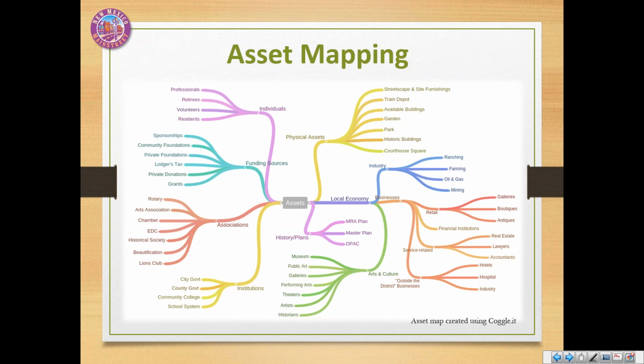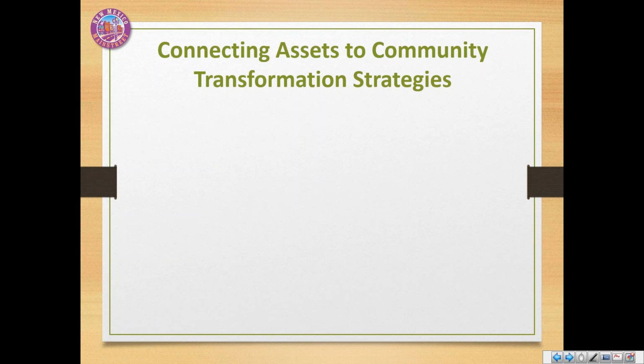And you can actually create your own map like this using the website coggle.it. That's located in the bottom right-hand corner of the screen. And it's very easy to use, and you can build these really beautiful maps that are really useful and help you organize all your assets. So, connecting those assets to community transformation strategies.